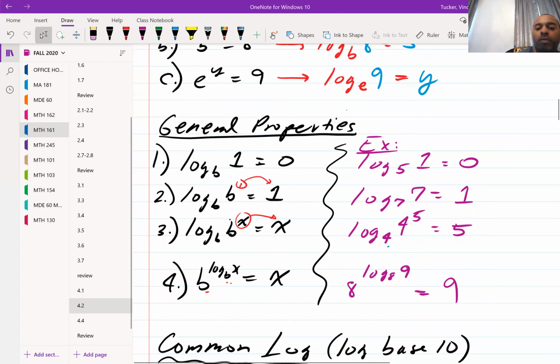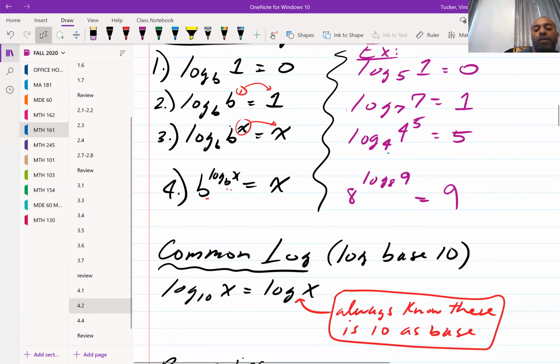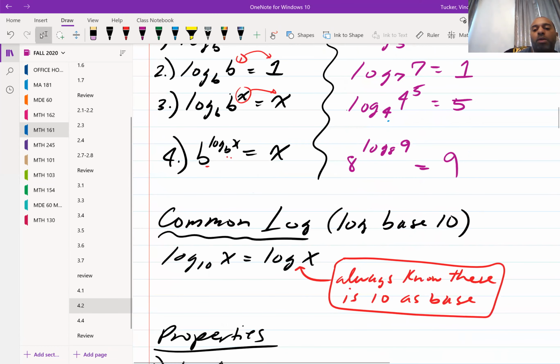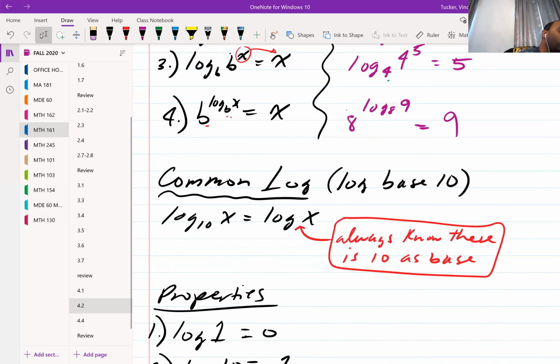All right. Common log. There are 2 logs that are already programmed in your calculator. If you have a scientific calculator, the first one is a common log. That's log base 10. So whenever you're dealing with logs and you don't see a log base, then they assume you know that there's a 10 there. So it's always assumed that there's a 10 there if you don't see anything there at all. And that's a common log, log base 10.